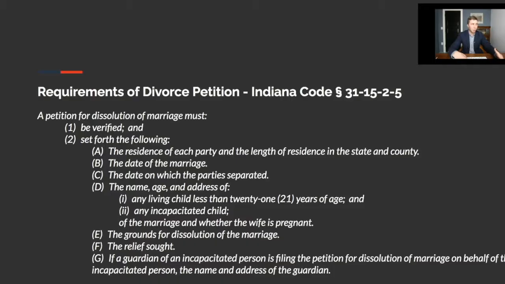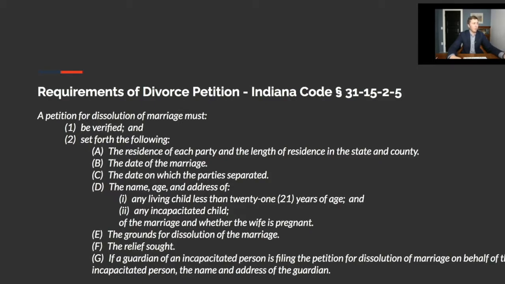So starting with the divorce petition, Indiana Code 31-15-2-5 sets out what is required in a divorce petition, and it says that it must be verified. It has to state the residence of each party, the date of the marriage, the date of separation, the names, ages, and addresses of any children under 21.